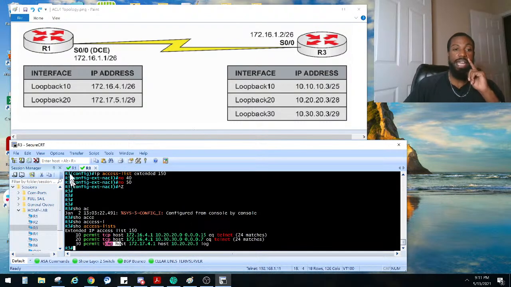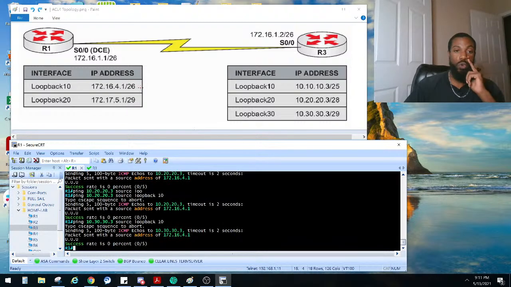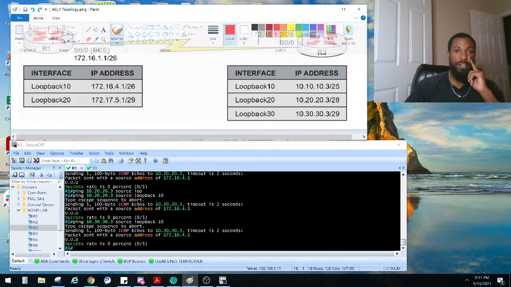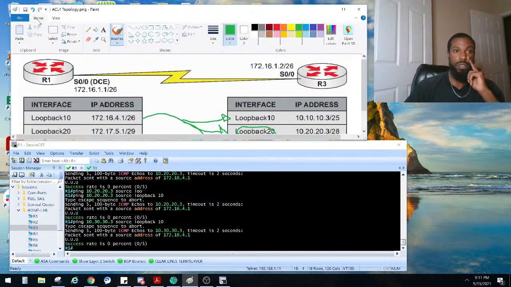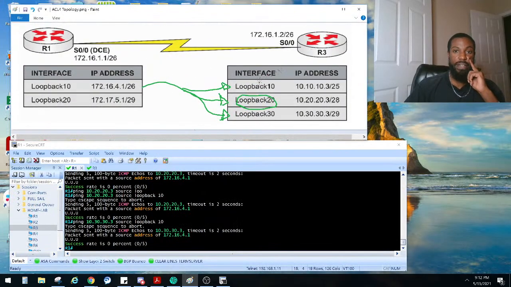So let's try that. Now let's go back to router 1 and ping from loopback 10, and hope that this one works and that this guy gets blocked and this guy gets blocked. That's what we want, right? So we want this one to work and that guy to get blocked, that guy to get blocked. All right, so let's do that. Pray to the network gods and ping.